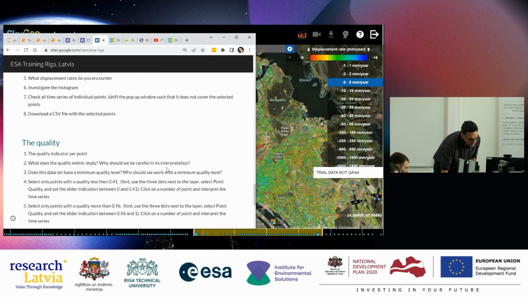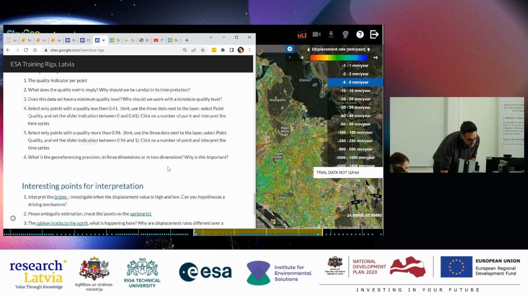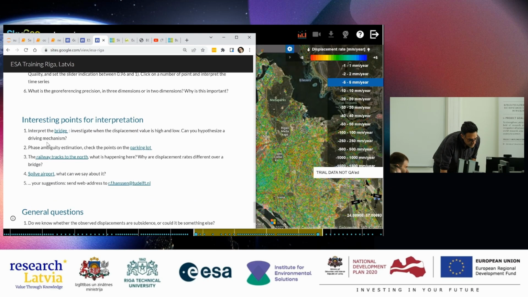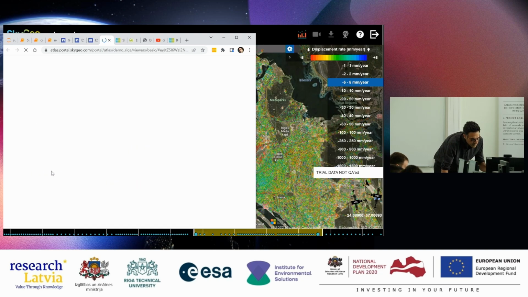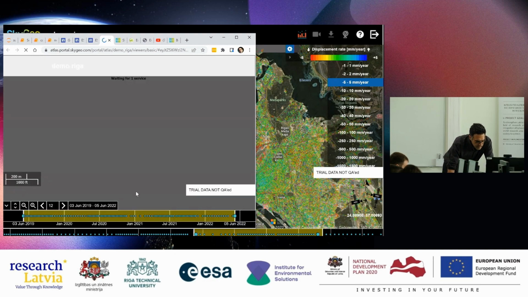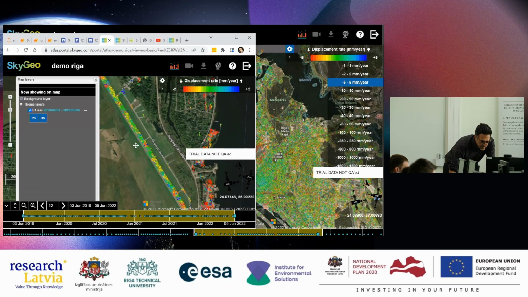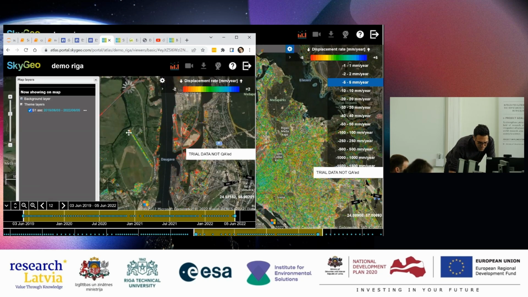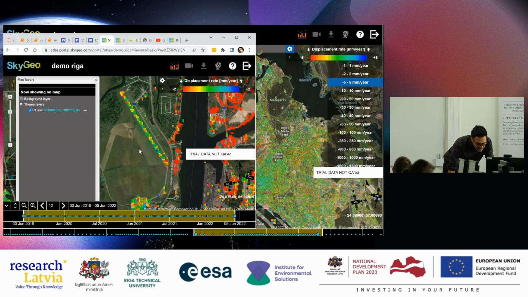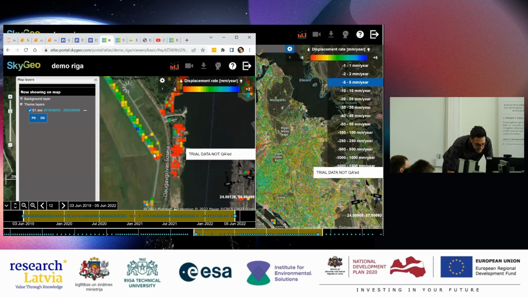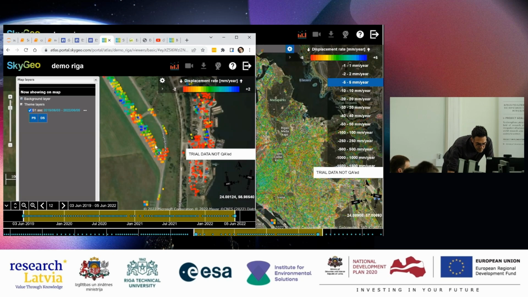I think I covered most of the aspects here. The bridge, the phase ambiguities we already discussed, the railway, the airport. Right, so the airport is very stable here. I think it's not the international airport, but a smaller airport somewhere close by. Something is happening here at the edge, maybe. This may be something to look into.